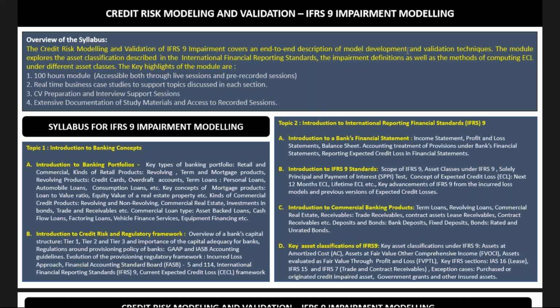So after this, you'll be able to get a clear understanding of the IFRS 9 standards in respect of its core, the key products that it applies to. What are the key tests that an asset must pass to qualify for the IFRS 9 standards? The key asset classifications under IFRS 9, and so on, right?